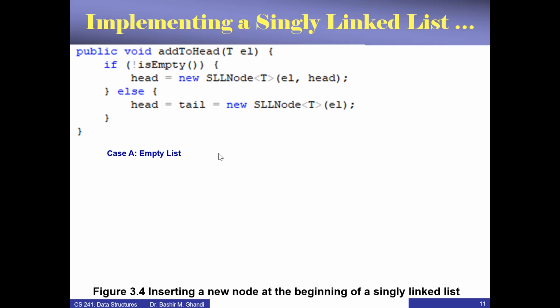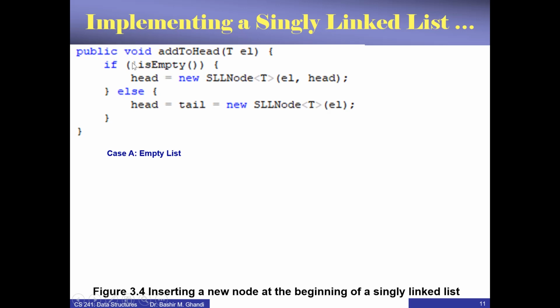You can add a node at the beginning of the list, add a node at the end of the list, or even add a node in the middle of the list. You can add a node to the list anywhere. This particular method is called addToHead, and therefore, as the name suggests, it is trying to add a node at the beginning of the list.